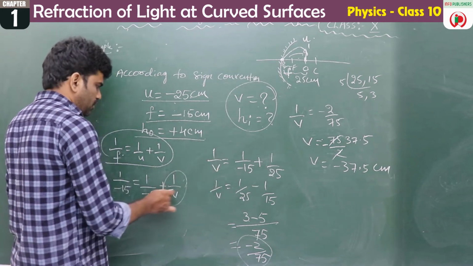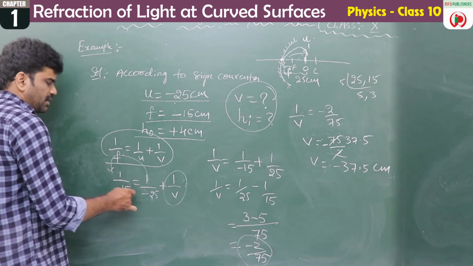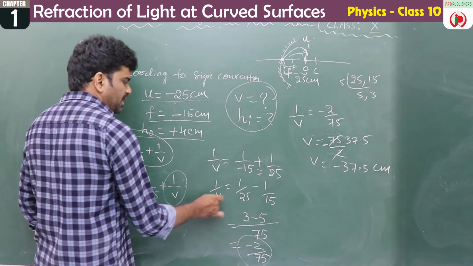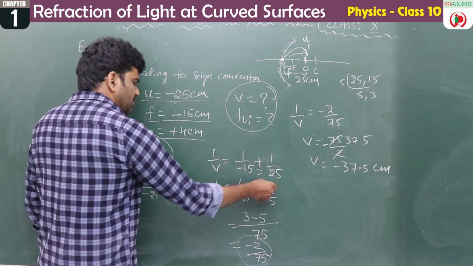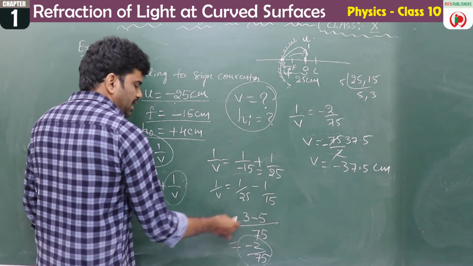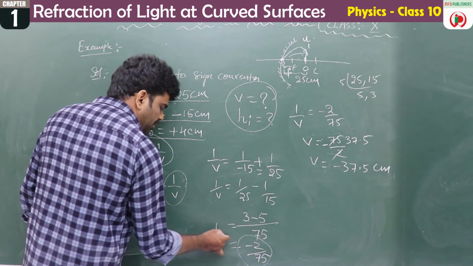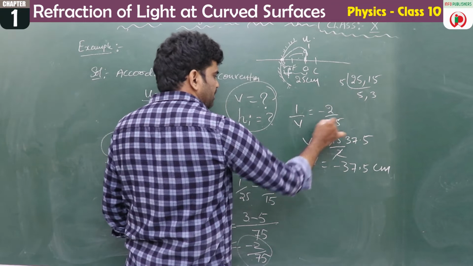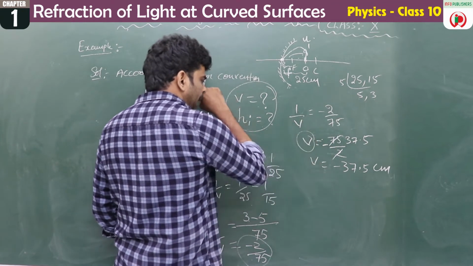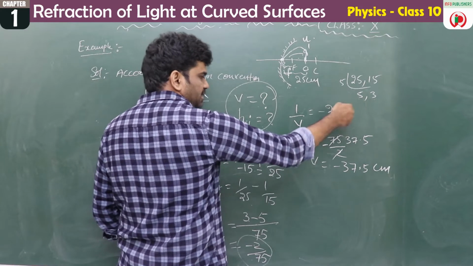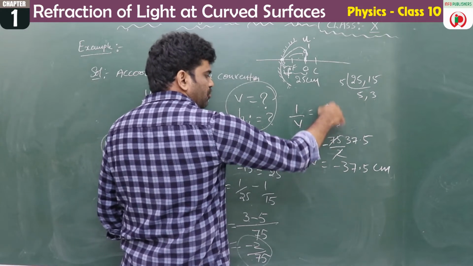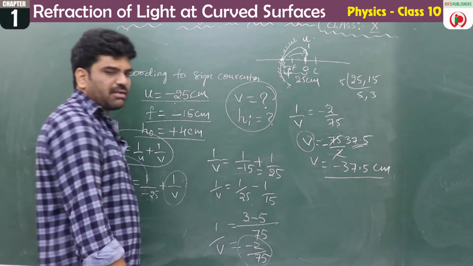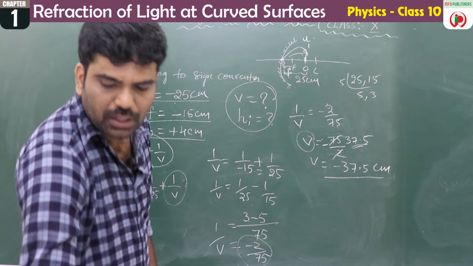So 1 by v is equal to, you just transfer this. The minus will become plus here. 1 by v is equal to 1 by 25 minus 1 by 15. This way you can write, and by taking the LCM we will get the 1 by v value as minus 2 by 75. But we have to find the v value, so just invert this. The denominator will go up, the numerator will come down, and minus 37.5 centimeters is the value of V.